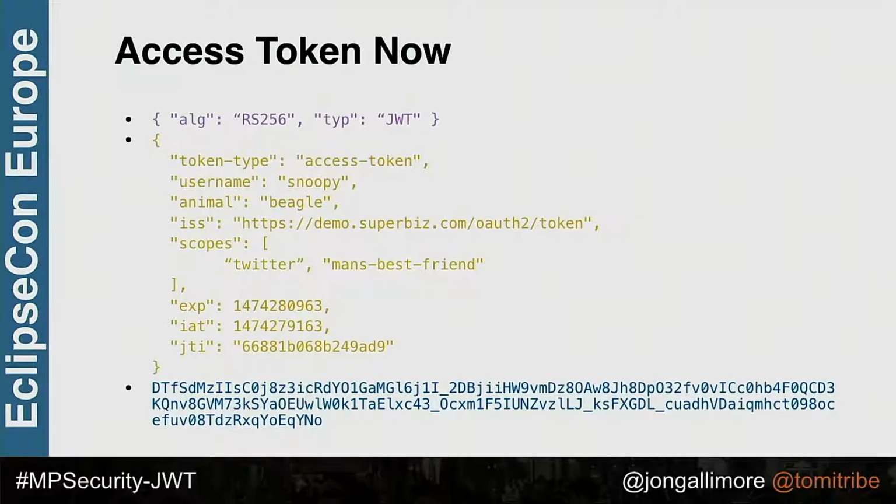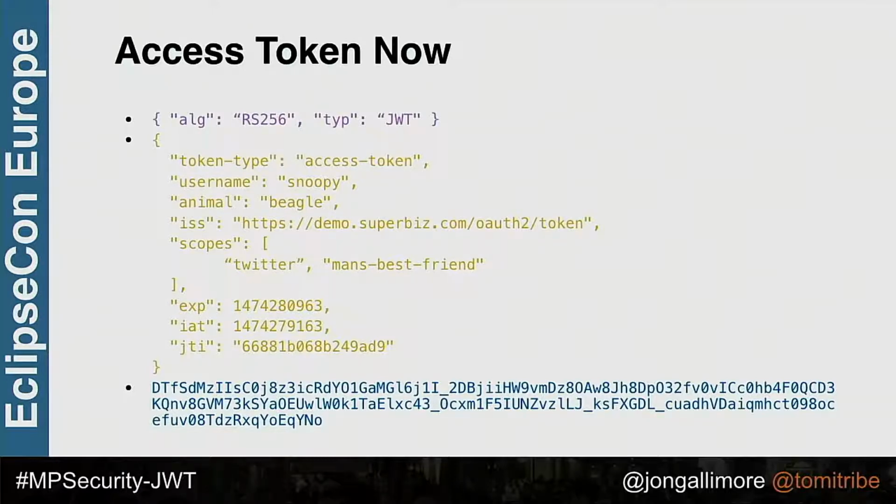The middle part here in the yellow, hopefully you can see it okay at the back. This is our map of claims. So you can see the standard set of claims. We've got the ISS, which is the issuer. So this is who actually issued the token. So in this case, we've got the demo to superbiz.com.